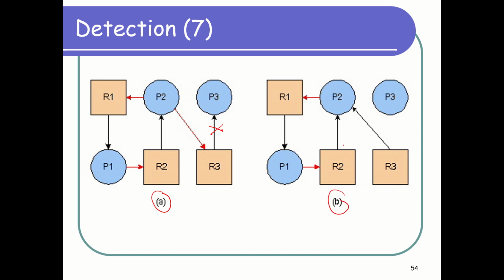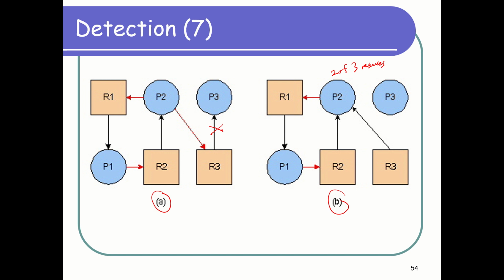In B, P2 only has 2 of the 3 resources it needs. So P2 also requests R1. At the same time, R2 and R3 are serving P2. So P2 only has 2 of 3 resources it needs and is waiting for P1 to release R1. Now R1 is serving P1, so P2 has to wait for R1 to finish serving P1.